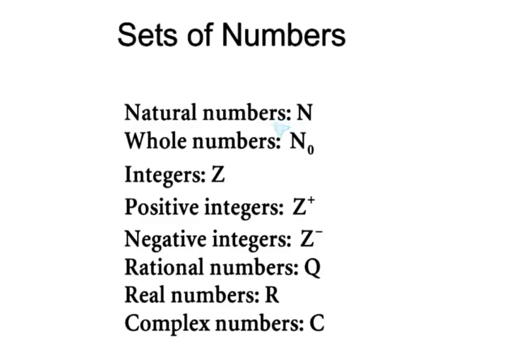Sets of numbers. Natural numbers we denote by N, and whole numbers are denoted by W. The integers are Z. Positive integers are Z plus, negative integers are Z minus, rational numbers are Q, and real numbers are R. The complex numbers are C, and the integers are I.